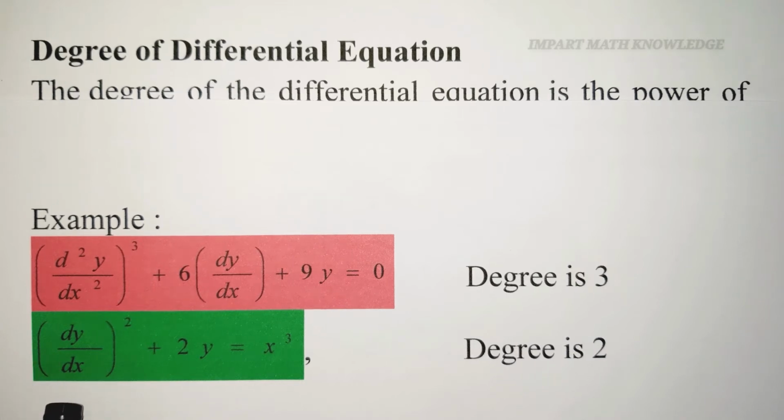In the second equation, the derivative is dy by dx. The power of the derivative is 2. So, the order is 1, degree is 2. You must know the difference between order and the degree of the differential equation. Order is the highest derivative in the equation. Degree is the power of the highest derivative present in the equation.